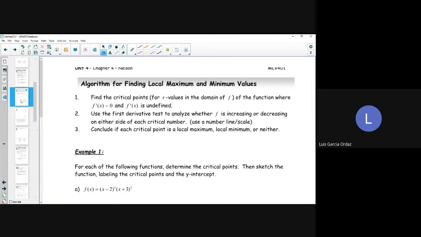So the rules, or algorithm, or whatever you want to call it, for finding critical points is: find the critical points, which are the x values in the domain of f where f prime of x is equal to 0 or f prime of x is undefined. Use the first derivative test to analyze whether f is increasing or decreasing on either side of each critical number, using a number line. Then conclude whether each critical point is a local maximum, local minimum, or neither.